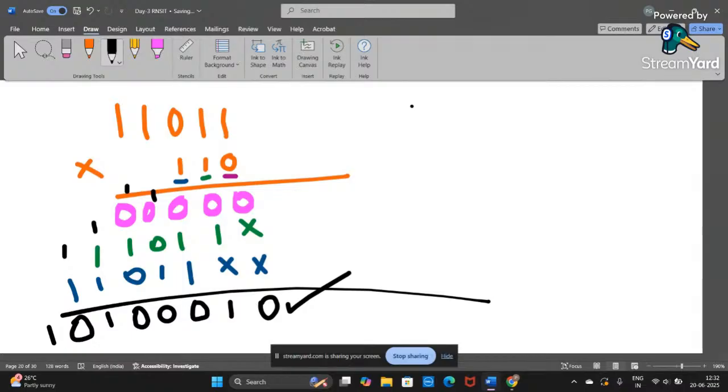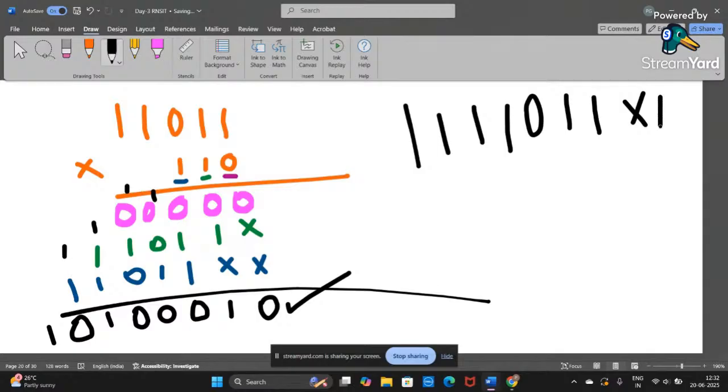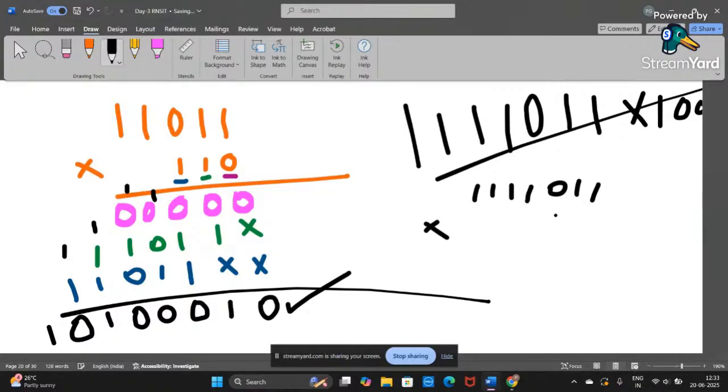Okay, I'll give you one more. You need to solve this. 1 1 0 1 1 into 1 0 0. So how will you do this? 1 1 0 1 1 into 100.